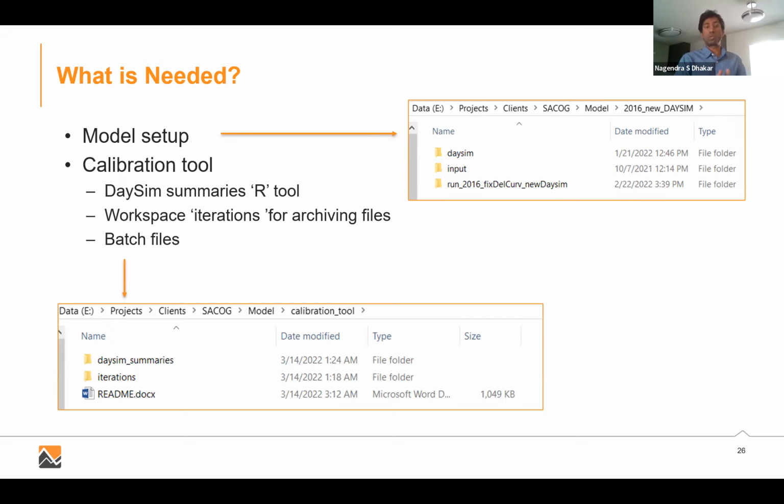That is very useful to archive your files so that, let's say after a few months, you want to look at how your previous calibration progressed, then you can go into this folder by different model components and start looking at how iteration 1 had the coefficients, what the summaries were at that point, and how you went from iteration 2 to iteration 10. So every iteration is stored in that workspace, which I have found very useful to store your work and refer back when it's needed. The last component there is the batch file, which is very important. That's where we have automated most of the calibration steps.